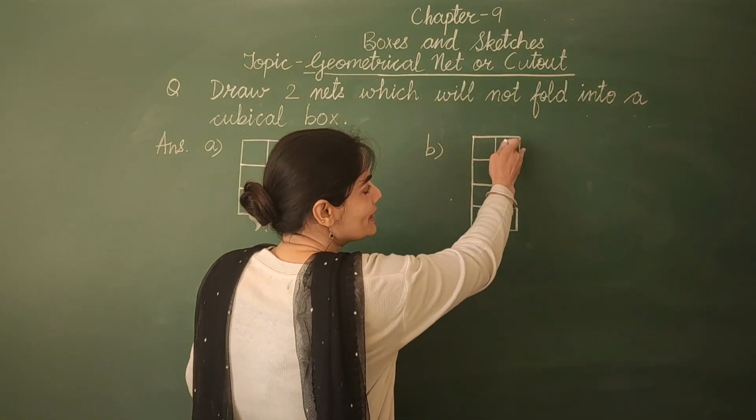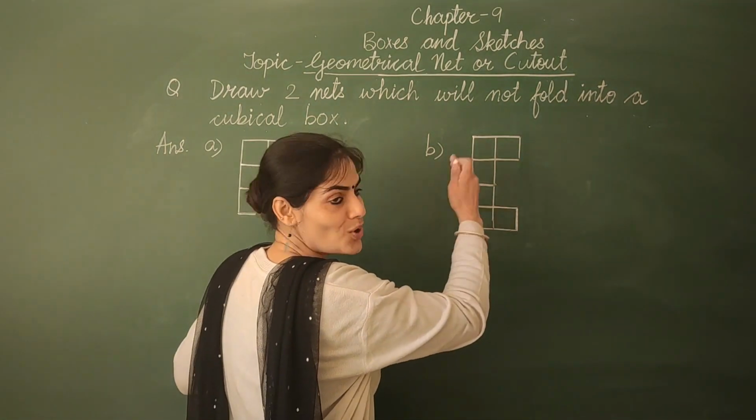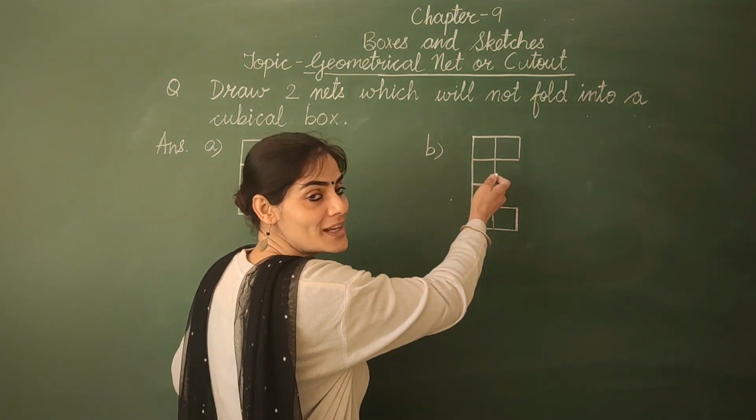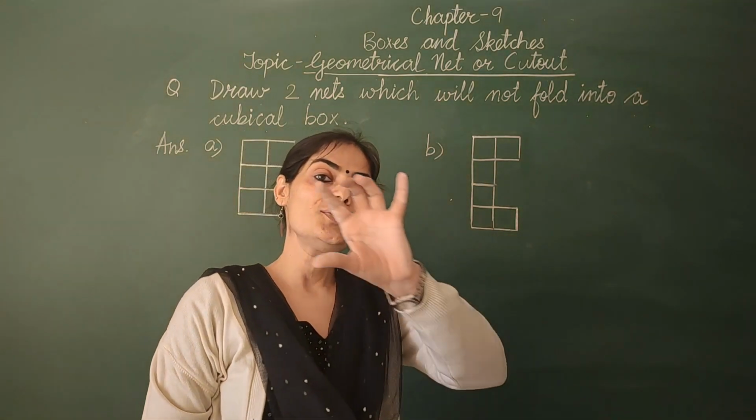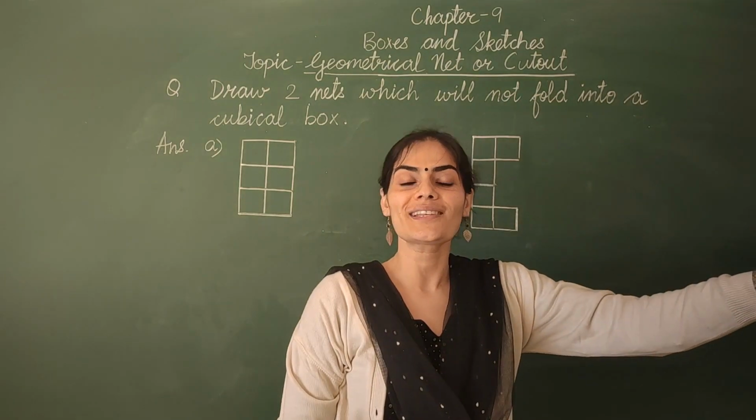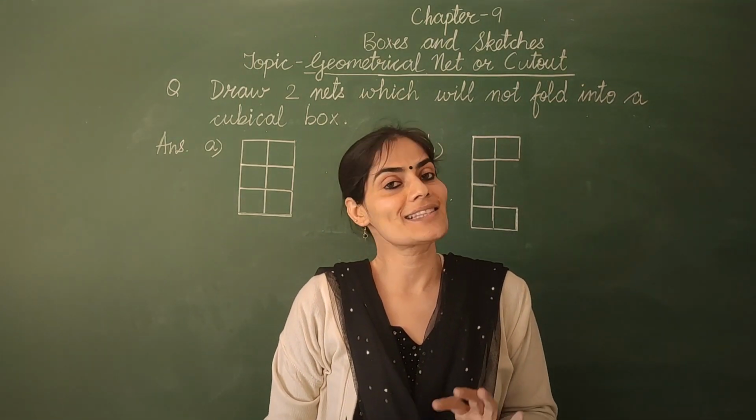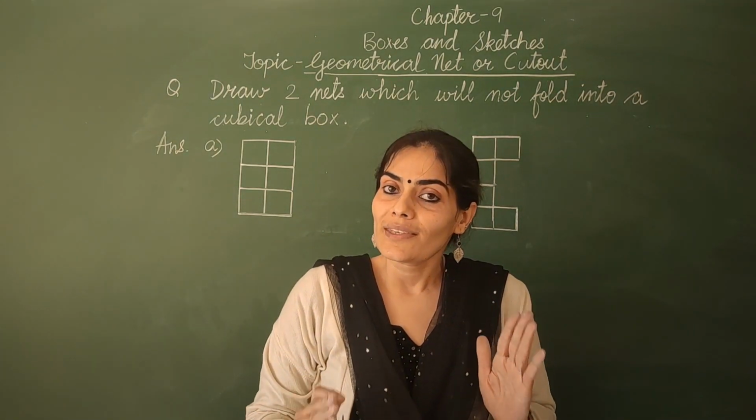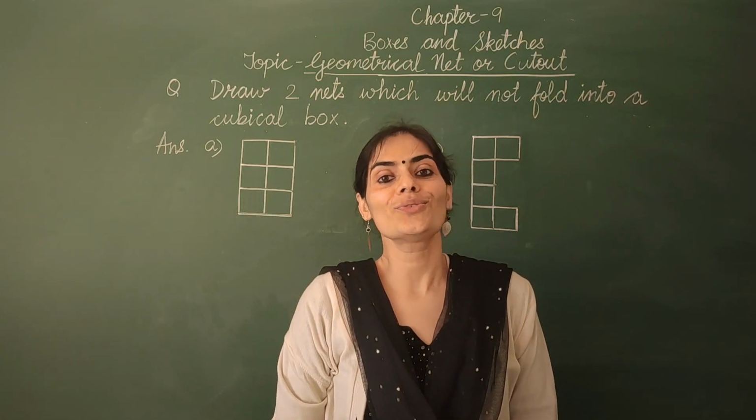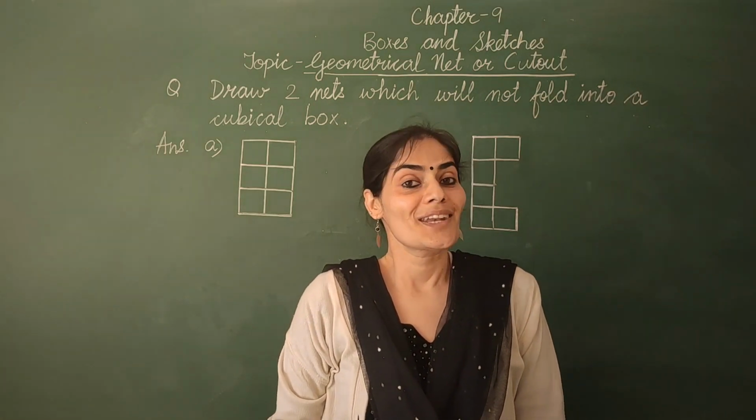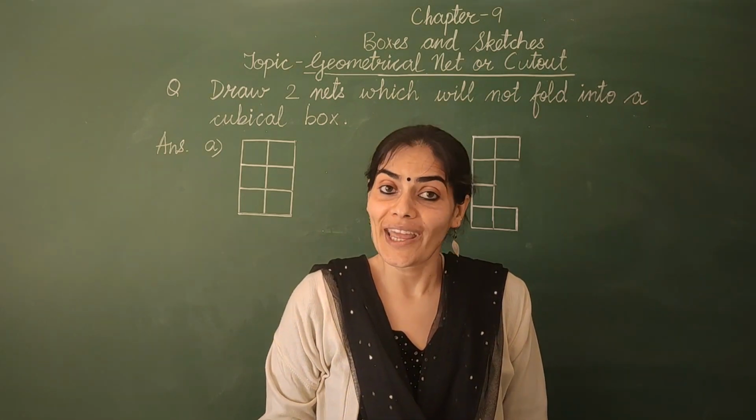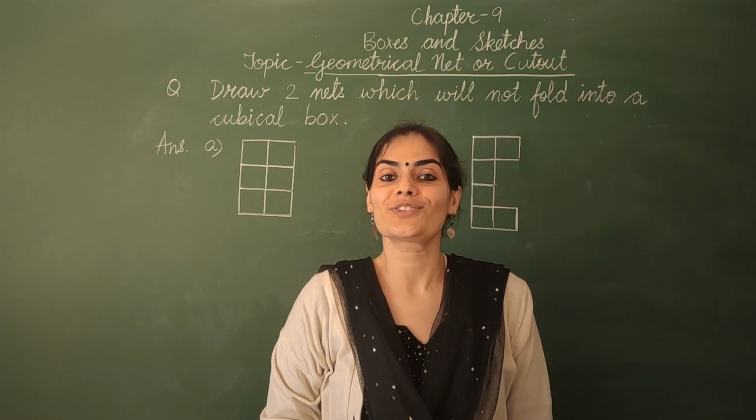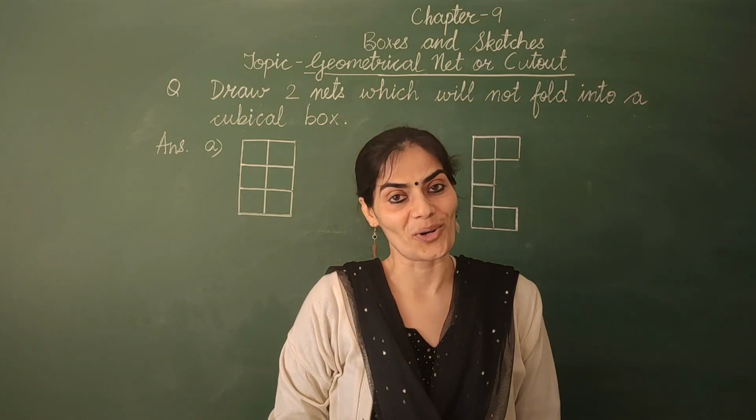Even in this one, the 2 side faces are drawn on the same side, so it will not fold into a cubical box. You can draw all the 6 faces in a line like this. Then also the net will not fold into a cubical box. Now try to be creative here and draw more nets which will not fold into a cubical box.